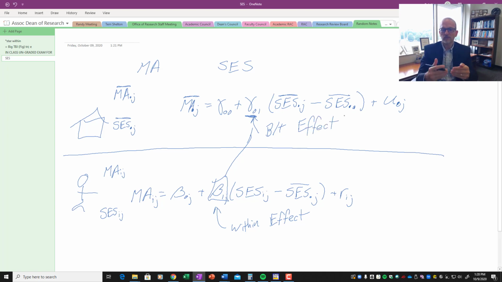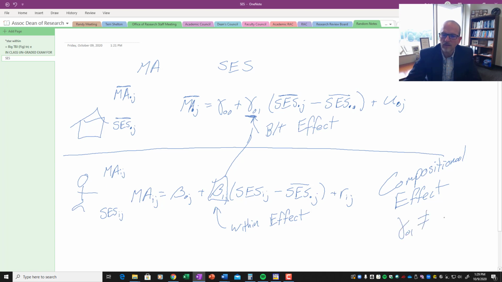So now we have these two different concepts. We can say, well, what if we only use student data? Or we can say, what if we use only school data? Now, the within and the between are two different ways that we could estimate that effect. A compositional effect is what happens whenever this gamma 01 does not equal my beta.